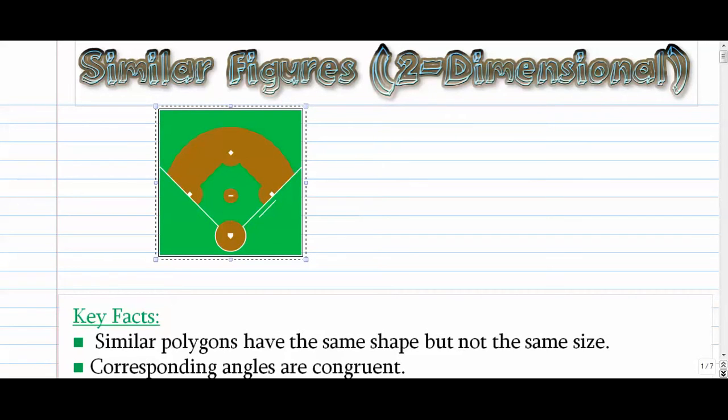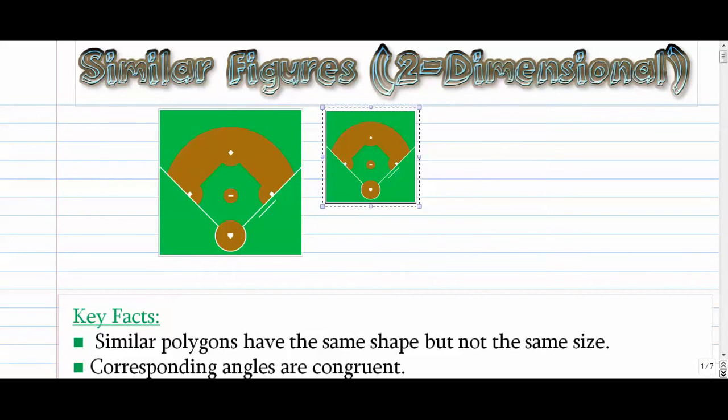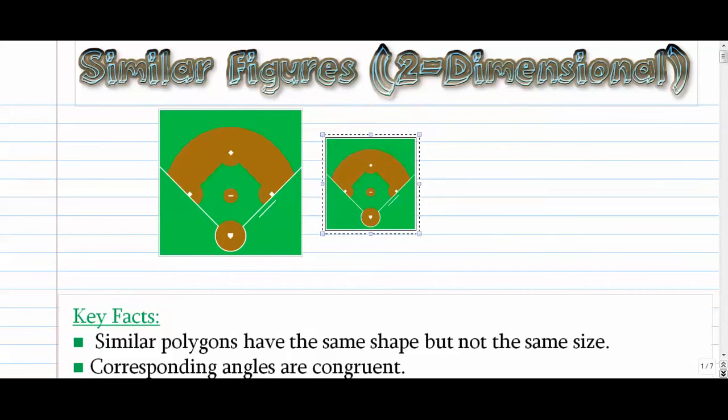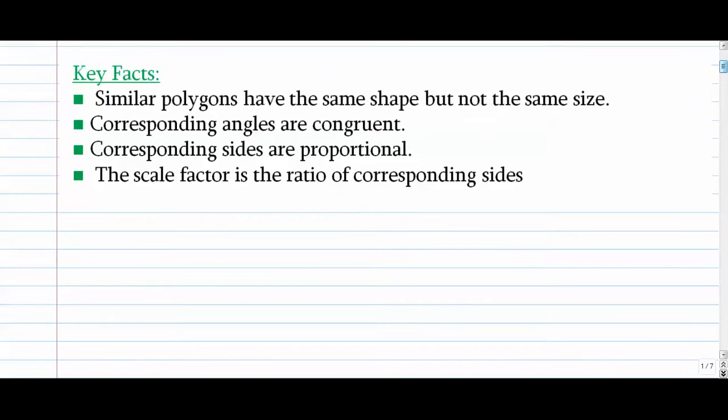So for example, if we were to take this baseball field and maybe make it a little bit smaller, keep the same shape, but now it's maybe a little league field or something. So this might be a field for the major leagues, this might be a field for little league or softball or something. So we're talking about things that retain their shape, but their sizes change in a very proportional way. And the key facts for similar figures are right here.